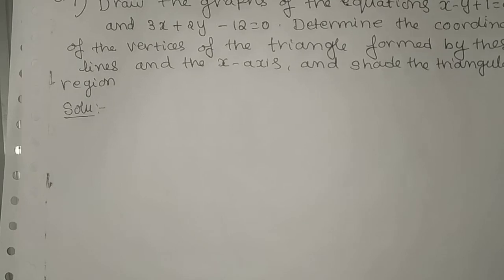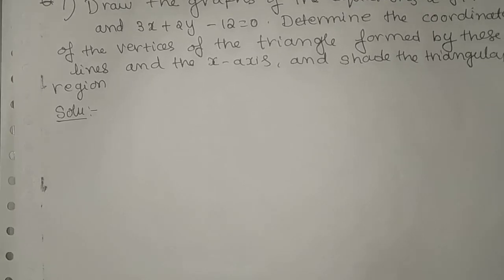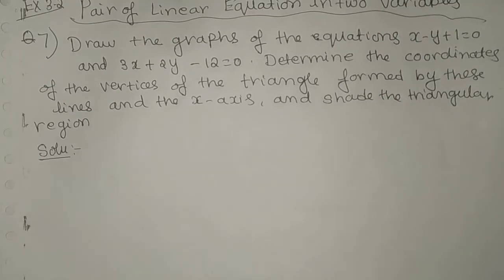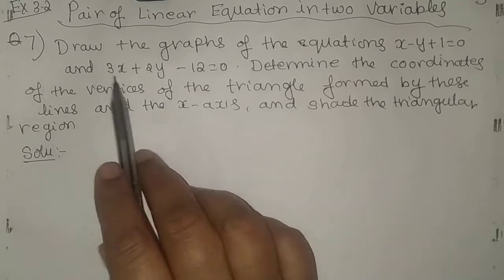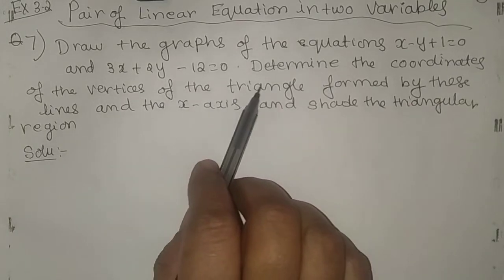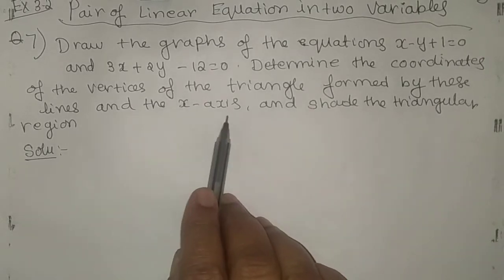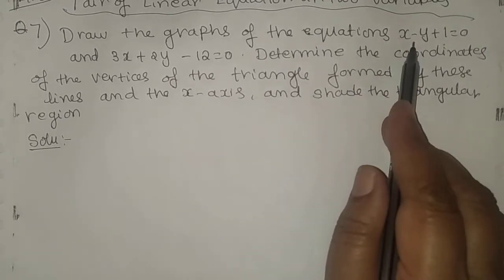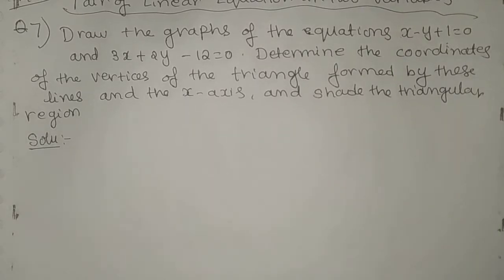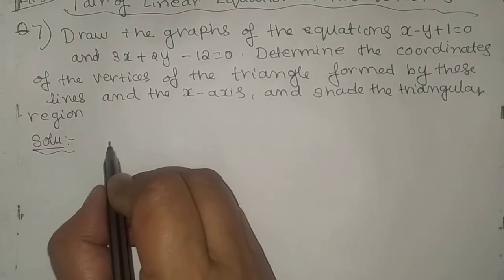We move on to the seventh problem. The seventh problem is given: draw the graph of the equations x minus y plus 1 is equal to 0 and 3x plus 2y minus 12 is equal to 0. Determine the coordinates of the vertices of the triangle formed by these lines and the x-axis and shade the triangular region. So we have to take the equations given in the problem, then find the table for x and y and also draw the graph. So the solution is this.